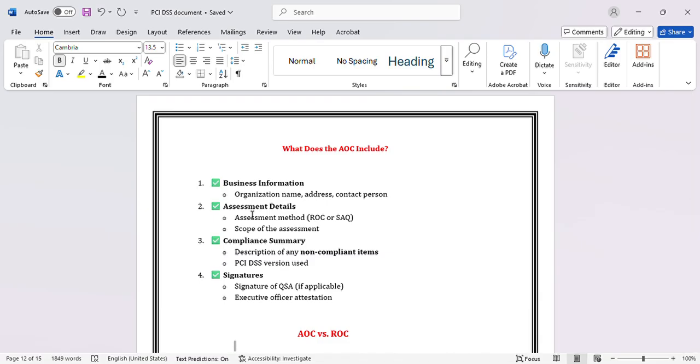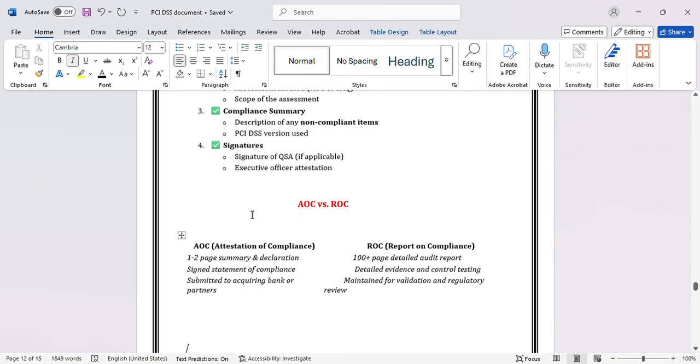So you can apply the logic. What would be the details mentioned in the certificate? Business information: organization name, address, contact persons. Assessment details, where the assessment method, AOC or ROC or SAQ, would be mentioned. Scope of the assessment, compliance summary, description of any non-compliant items, the PCI DSS version used, and the signatures of the qualified security assessor and executive officer attestations.